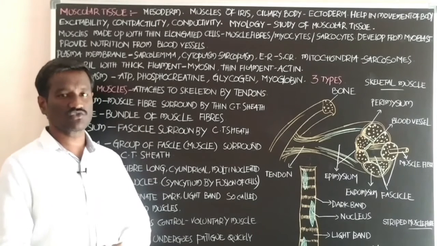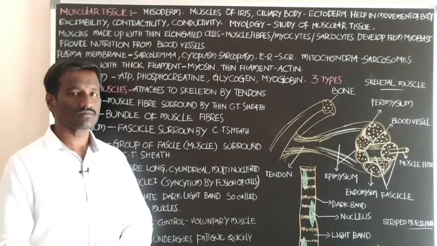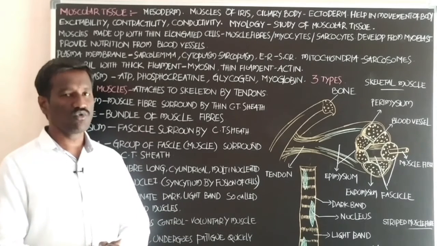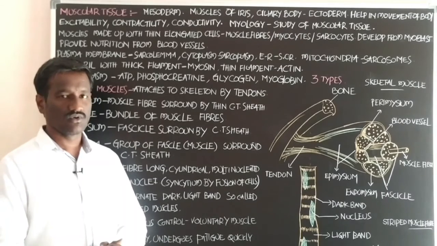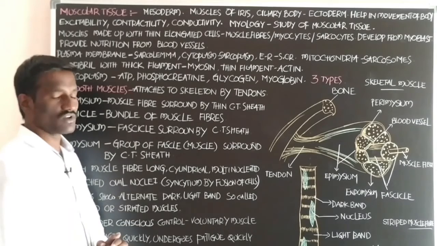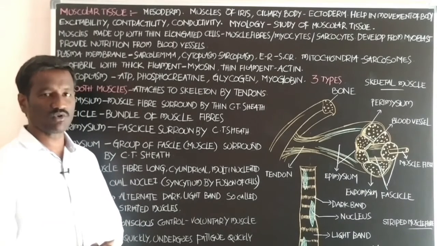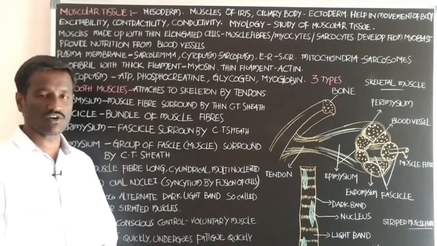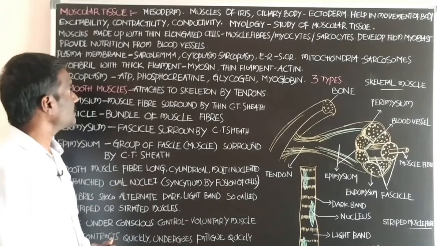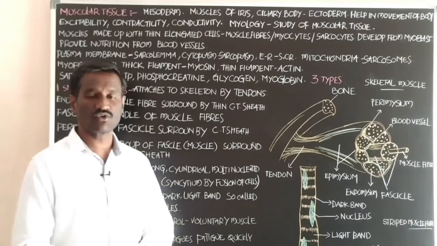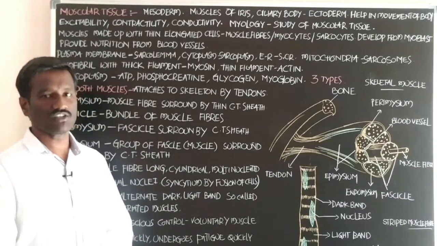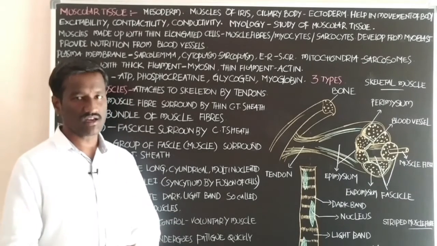Next, students, the muscular system. The entire muscular system present in the body helps in the movement of the body and the movement of body parts. Muscular tissue shows properties like excitability, contractility and conductivity. The study of muscular tissue is called myology.